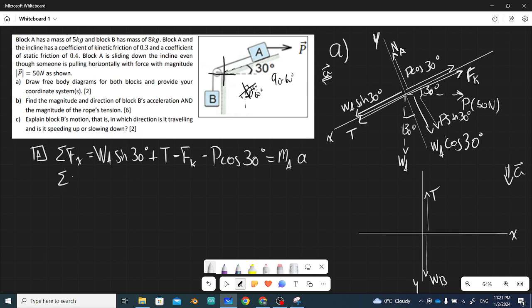Now let's do that for Y. So in Y we have NA. That's it. So I'm just going to rewrite it. NA minus weight of A cosine of 30 minus P sine of 30. And that's equal to 0 because it's not accelerating in the right direction. So that is it, I believe. Yeah, for A. Now let's do for B.